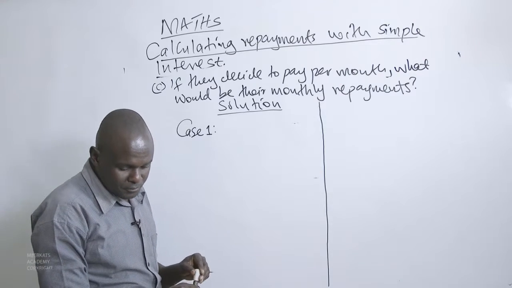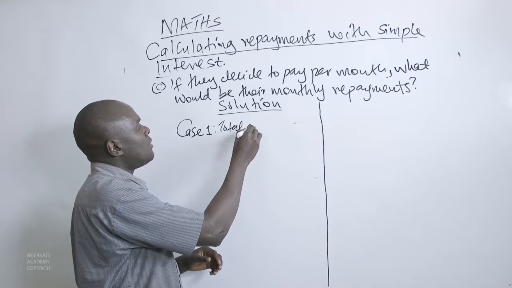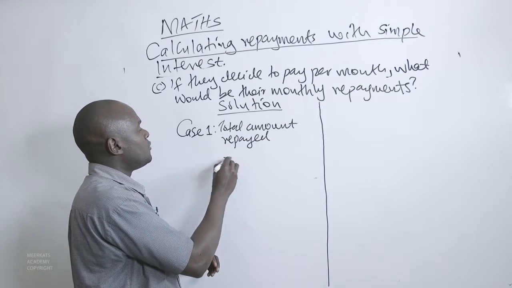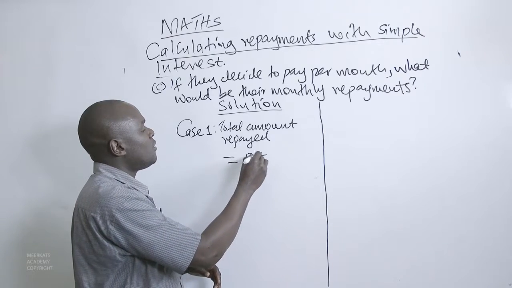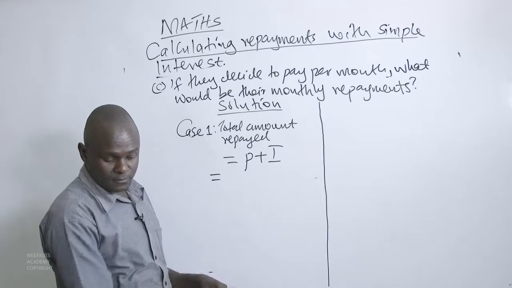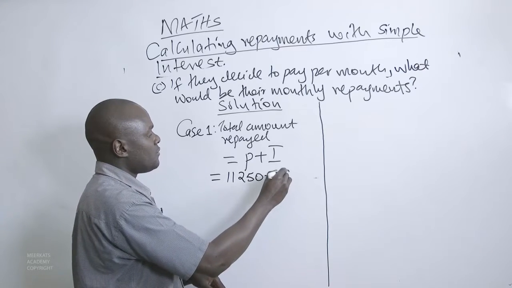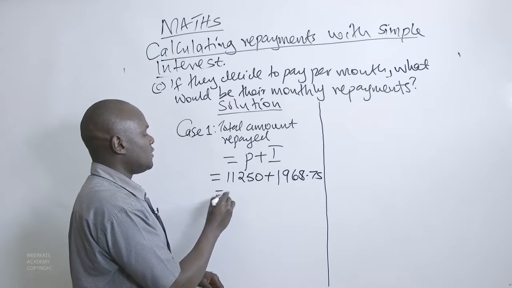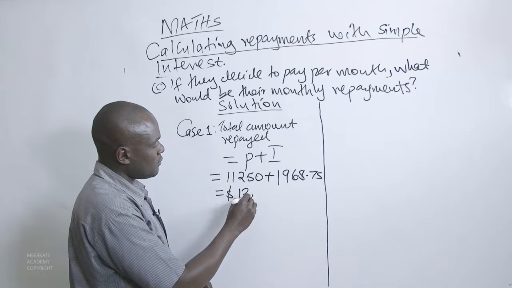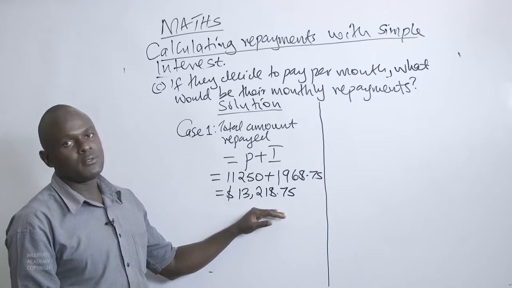In the first case, the total amount repaid should be equal to the sum of the principal amount plus the interest in that case. And the principal in the first case was $11,250, and the interest accrued was $1,968.75. So giving us a total amount that should be repaid of $13,218.75. This is the total amount that should be repaid.